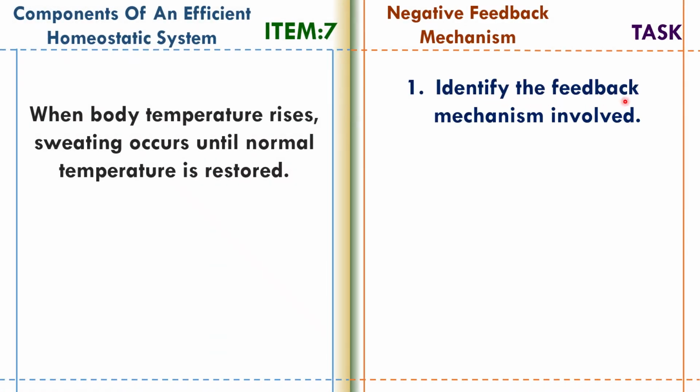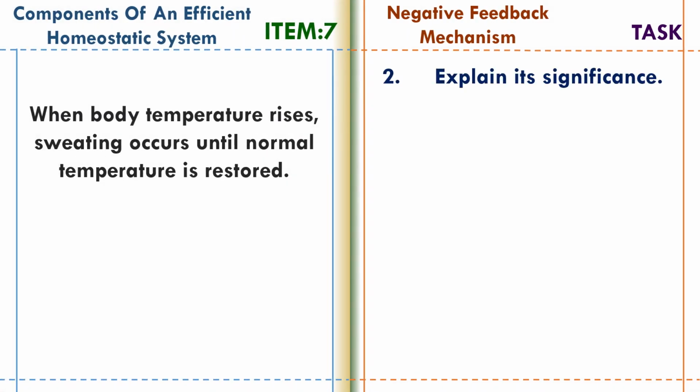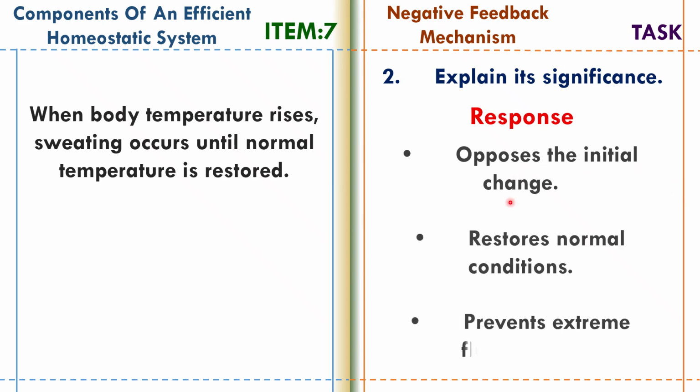Identify the feedback mechanism involved. It is negative feedback. Explain its significance. It opposes the initial change, restores normal conditions, and prevents extreme fluctuations.